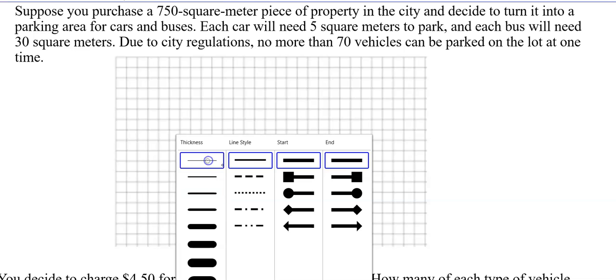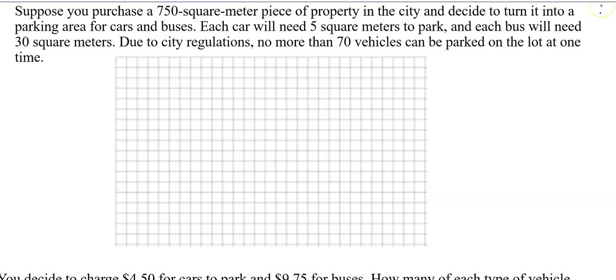So let's try this. So this is kind of a word problem. This is where we're headed with this. I want to get you ready kind of for the next lesson here. So suppose you purchase a 750 square foot piece of property and you're going to make a parking lot, make a lot of money. Each car takes up 5 square meters. Each bus is a lot bigger, takes up 30 square meters. But due to city regulations, you can't have more than 70 vehicles parked in a lot at a time.